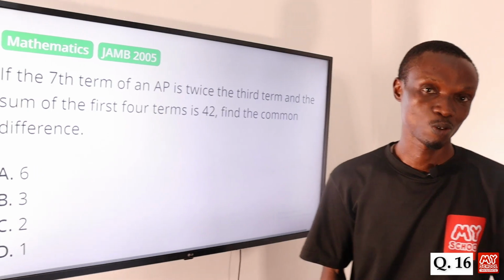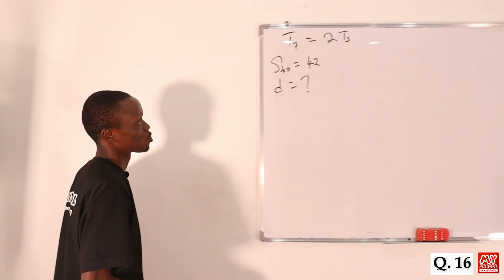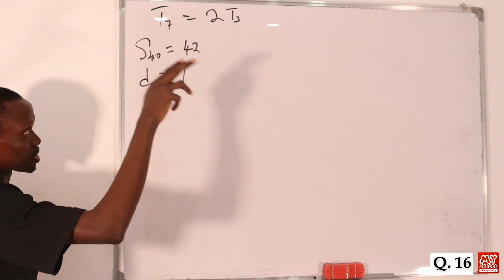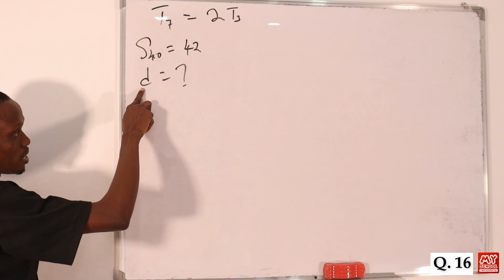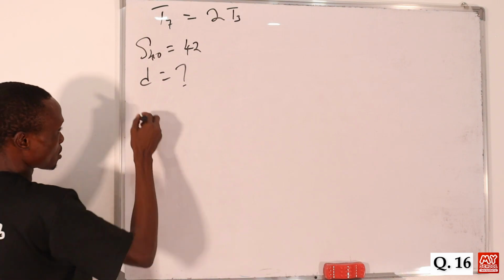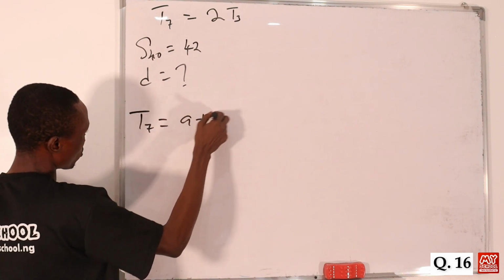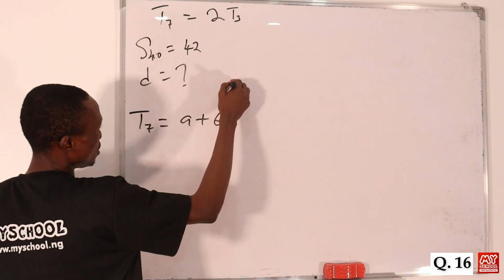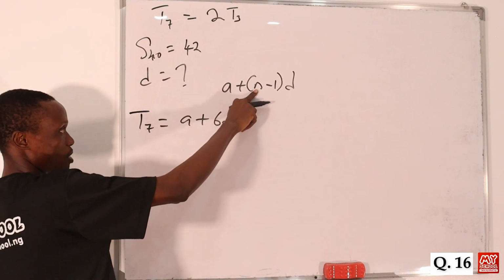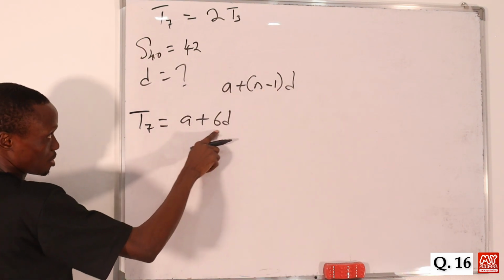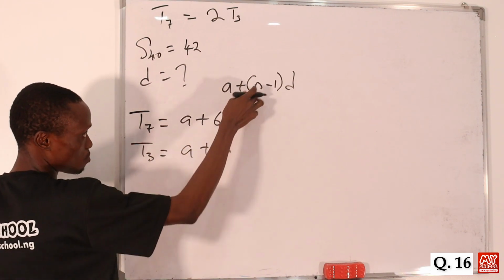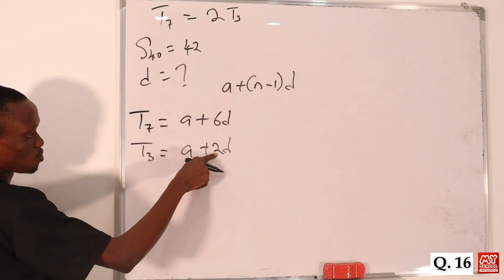So let's move over to the board to provide an answer to this question. So we are told that the 7th term is equal to twice the 3rd term, and the sum of the first 4 terms is equal to 42, and that we should find the common difference. So first of all, let's deal with this part. The 7th term is written as, that is T7 is equal to a plus 6d. Remember, using a plus (n minus 1) d. So since it is the 7th term, just put 7 here. Then 7 minus 1 is going to give you 6. While the 3rd term will be a plus 2d, the same thing. Put 3 here, minus 1 will give you 2.